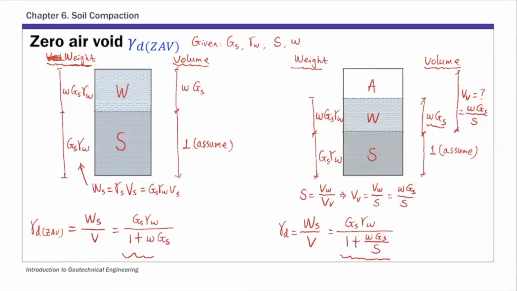Just one more thing you can do here. If you're given the void ratio e, you can also write gamma D in terms of the void ratio. That's even easier. If you know the void ratio, the total volume is basically 1 plus the void ratio e. So then your gamma D is even easier to calculate. That's total weight over total volume. So that's the zero air void line.